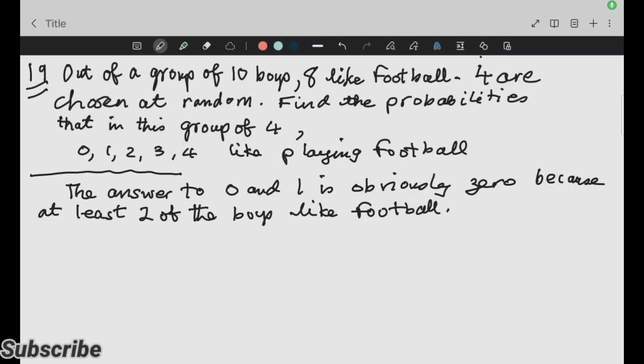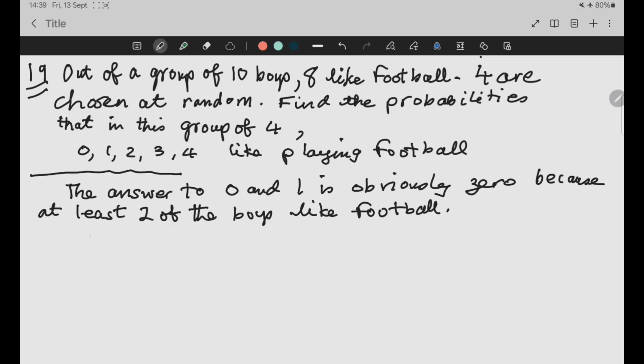Right, come on to question 19 in combinations, permutations and probability, and the question goes like this. Out of a group of 10 boys, 8 like football. 4 are chosen at random. Find the probabilities that in this group of 4, none, 1, 2, 3 or 4 like playing football. Now the answer to none and 1 is obviously 0, because at least 2 of the boys like football.